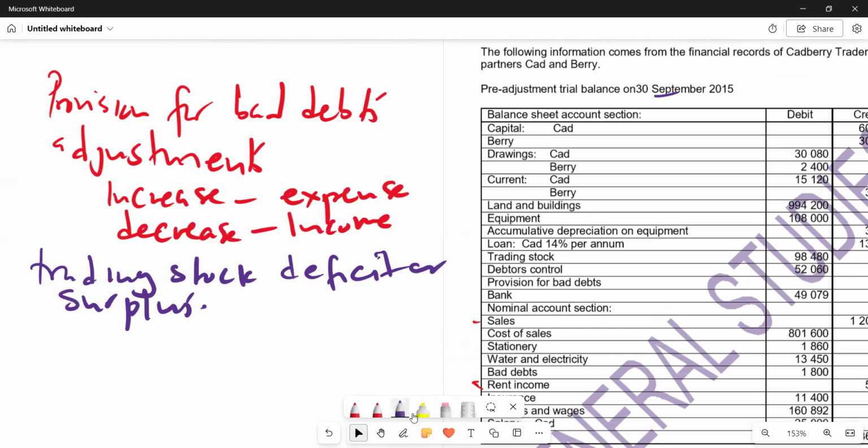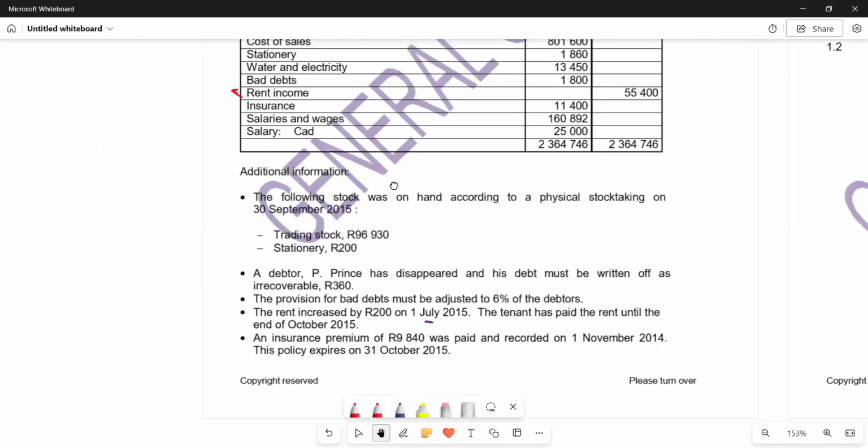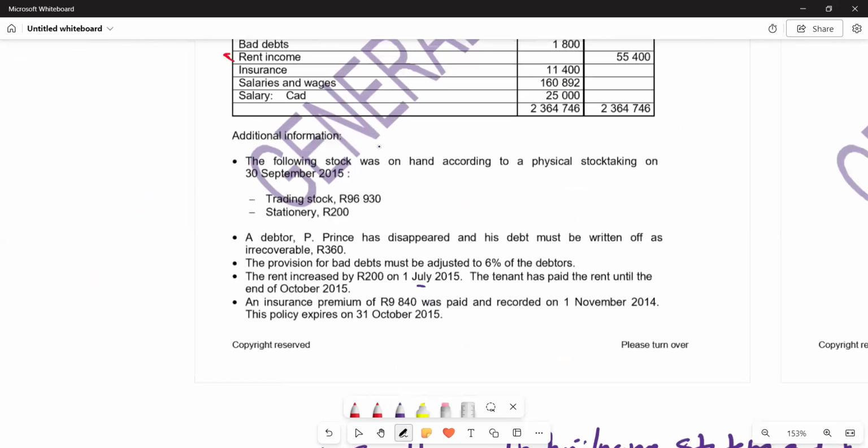Remember, we go to the additional information. That's where we get the instruction in terms of how to calculate it. In some questions, it will be calculated. So we are here. First of all, we are told that a debtor has disappeared, and this debt must be written off as irrecoverable, 360. So this one is a credit loss, or we can call it a bad debt. So it's going to reduce the balance for debtors that we have.